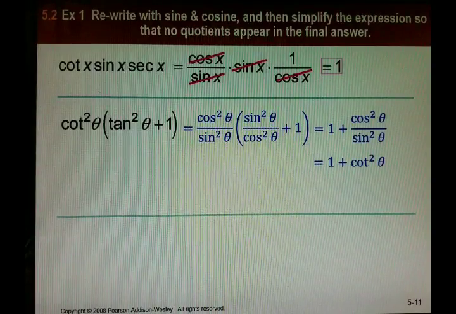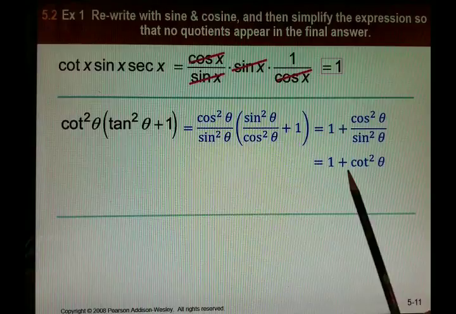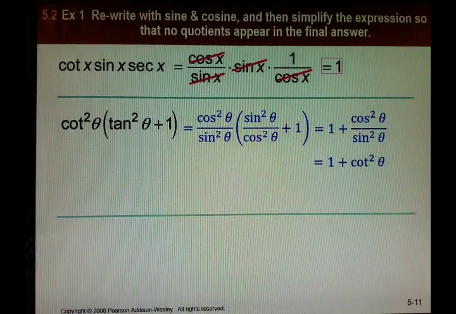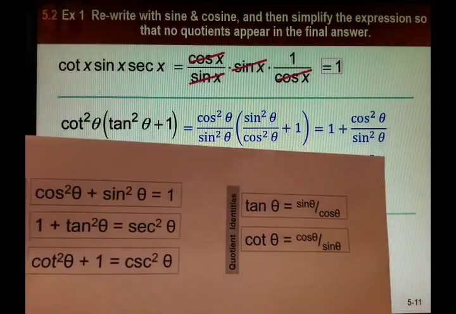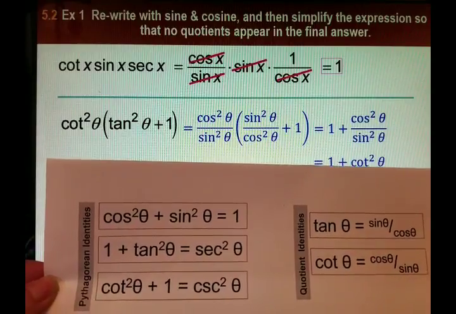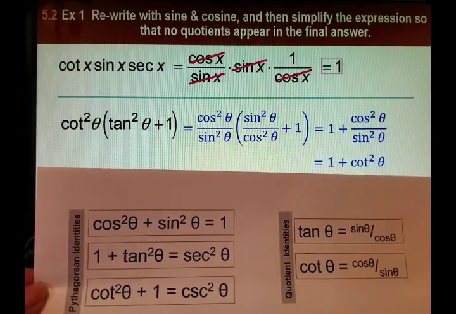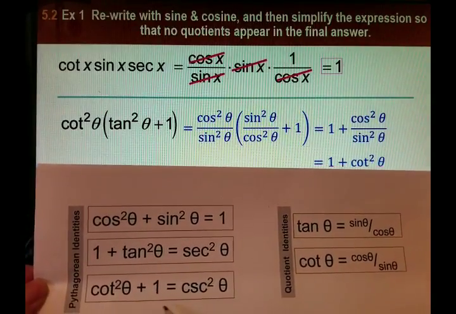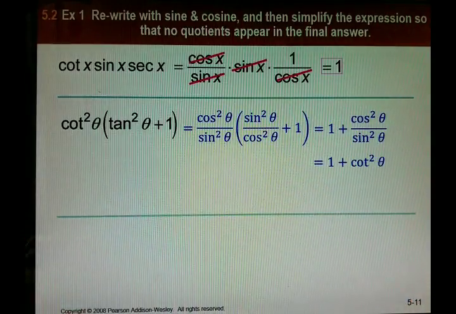Now, if you think back to your Pythagorean identities, anytime you see a 1 and you see these squared, the first place you want to look would be your Pythagorean identities. So I'm looking for 1 plus cotangent squared. Notice 1 plus cotangent squared equals cosecant squared. So that would be the answer.